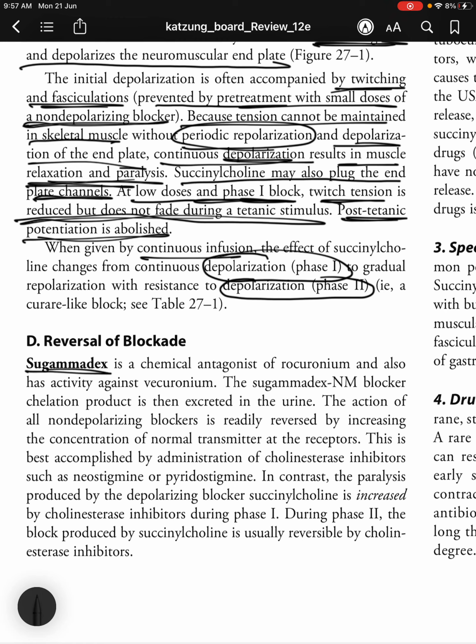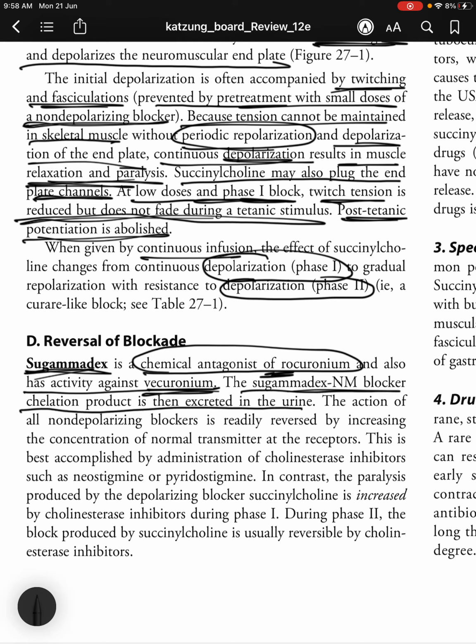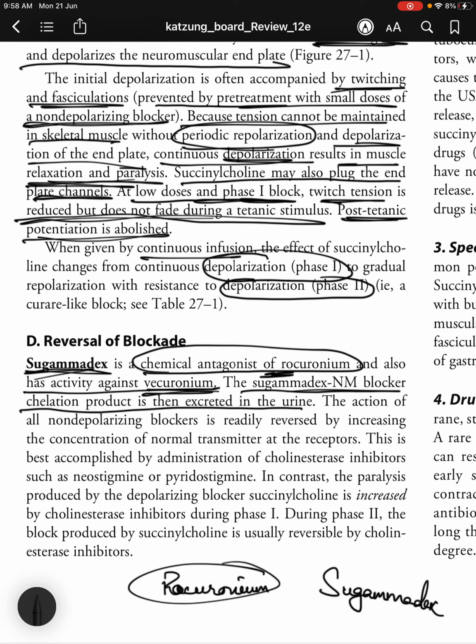Coming to the reversal of blockade, we have something called Sugammadex. It is a chemical antagonist of rocuronium, a rapid acting drug. Okay, rocuronium is rapid acting and also has an activity against vecuronium. The Sugammadex NM blocker chelation product is then excreted in the urine. So we have rocuronium and we have Sugammadex. Okay, this chelation product is then excreted in the urine. Okay, this is a chemical antagonist.